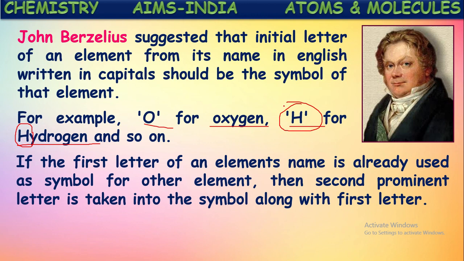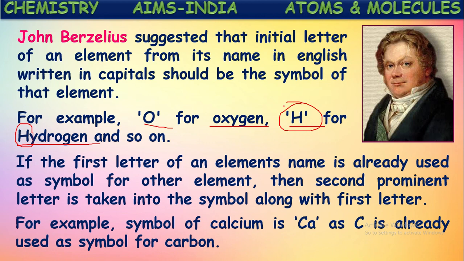So its symbol should actually be H. But this H is already taken as a symbol for the element hydrogen. So now, along with the first letter H for helium, the second prominent letter E is also taken into its symbol. Now the symbol of helium becomes He. Got it? For example, one more example they have given, see here.